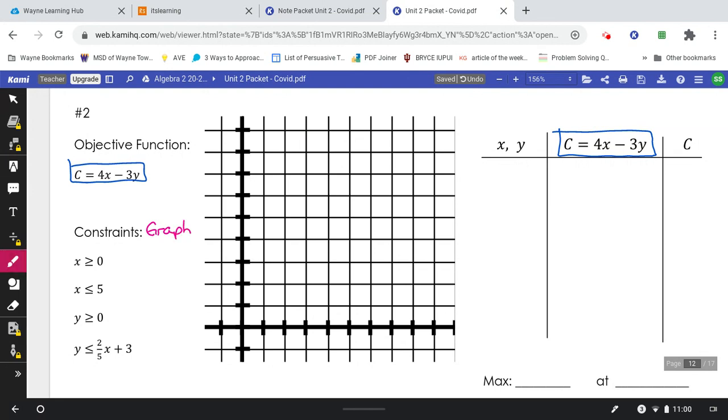Notice here now that there are 4 things that we're going to graph, which means we're going to have 4 lines on our grid. The first one, x equals 0, that's going to be a straight up and down line. Same thing with this one, straight up and down, vertical line. y equals 0 is going to be a horizontal line. So I'm going to graph those first.